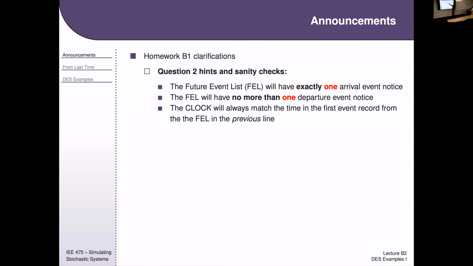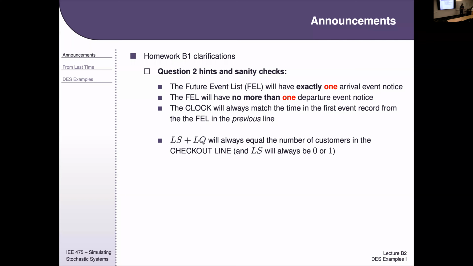The clock will always match the time in the first event record from the FEL in the previous line. We're going to do an example of this today, so you'll see that. But if you're doing your homework, and you look at the FEL from the previous row, the beginning of that FEL should match the clock in your clock column. That's another sanity check. If it doesn't, then something might be wrong.